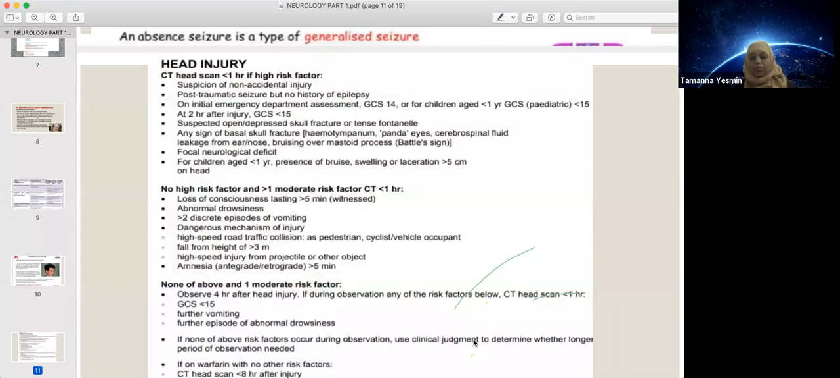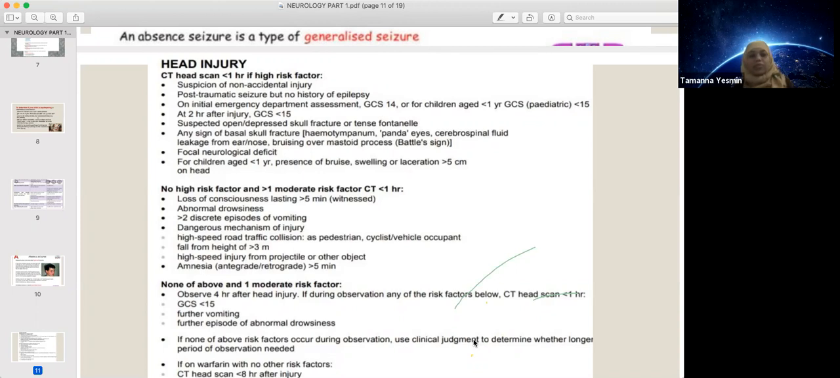Now the next important topic is CT scan indication in head injury. Okay, this is very, very important. When there is a head injury, we do not do a CT scan in every case. Only if the child has a high risk factor. What is a high risk factor? Suppose any child is admitted with suspected non-accidental injury, which we call NAI.